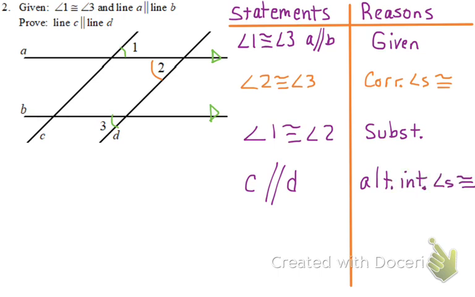Sorry about that interruption. So again, we can say line C is parallel to line D because we have 1 and 2 congruent, and those are alternate interior angles.